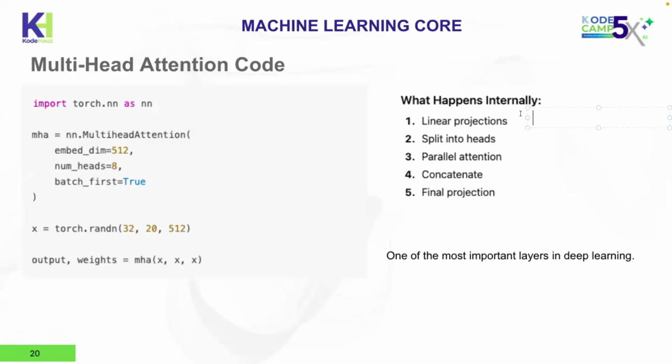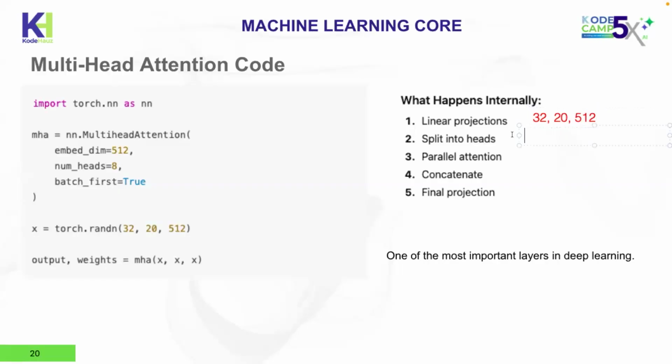So first of all, the linear projection that's coming in, the X value is 32, 20, 512, right? That's what's coming in. Then you split it into heads. So we've already specified that there are 8 heads here, right? So when you split into heads, you're going to have 8 heads.